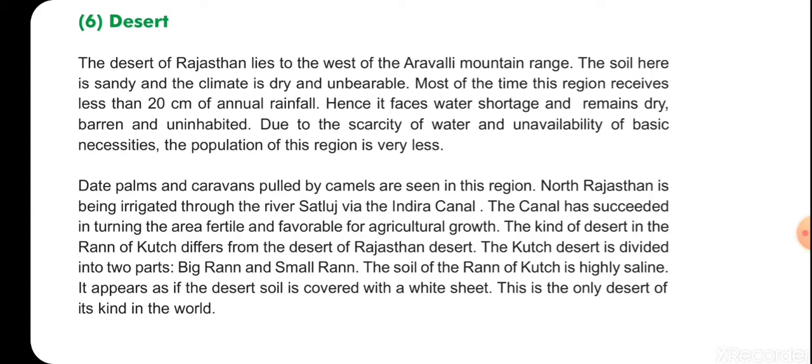Date palms and caravans pulled by the camels are seen in this region. Northern Rajasthan is being irrigated through the river Satluj via Indira Canal. The canal has succeeded in turning the area fertile and favorable for agriculture growth. The kind of desert in the Rann of Kutch differs from the desert of Rajasthan. The Kutch desert is divided into two parts, Big Rann and Small Rann. The soil of the Rann of Kutch is highly saline.